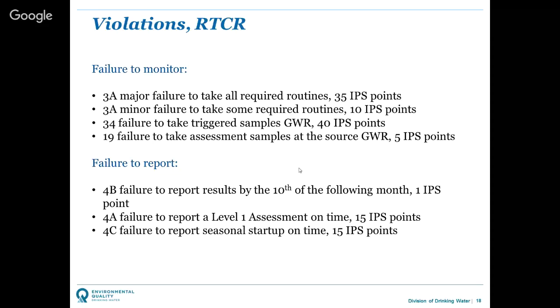Future problem. Perhaps. The 4A, the failure to report the level 1 assessment on time. So you did the level 1 assessment, you just didn't get the results of what you found. If you have questions on what a level 1 assessment is, there's webinars on that, as well as looking at anything on RTCR to tell you how to do a level 1. We have a lot on that. That becomes a 4C violation, or a 4A violation. A 4C violation is the failure to report the seasonal startup on time. So you did your startup, you just didn't tell us how you did it or what the results of that were and what you found. Those are failure to report.